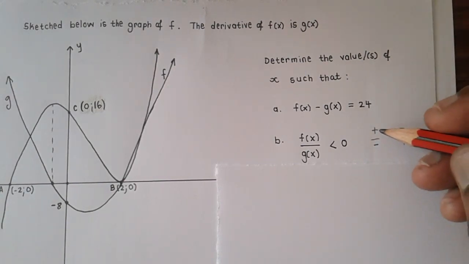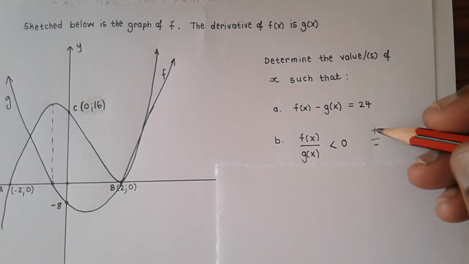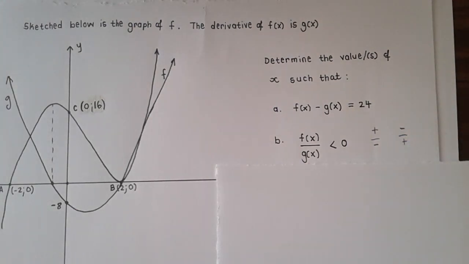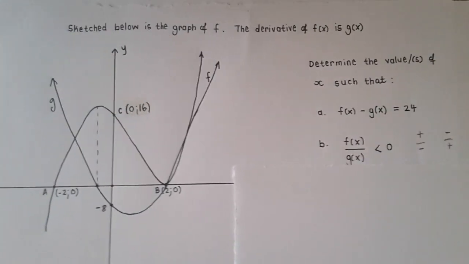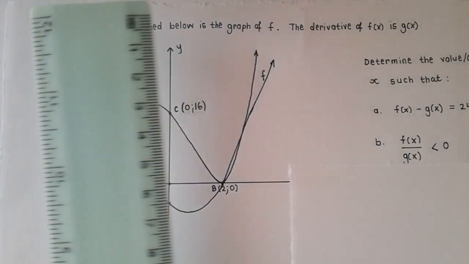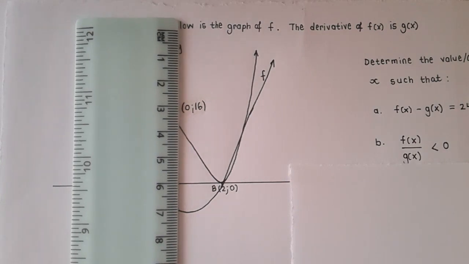Let's first try to locate the situation where f is positive but g is negative. Grab your ruler. Let's try to put the graph in view. Here's the ruler. Boom. Start sliding.